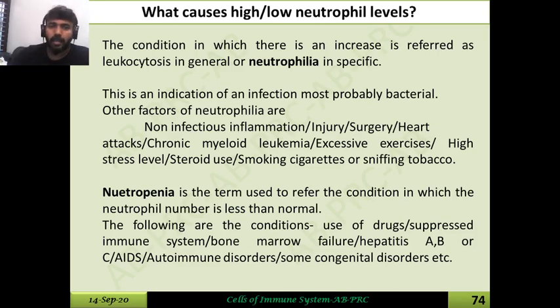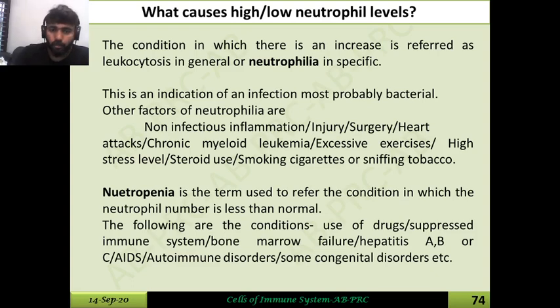In other situations, like the listed ones, like non-infectious inflammation, injury, surgery, heart attacks, leukemias, exercise, then stress levels, steroid use, also smoking cigarettes, all those things may also result in neutrophilia, right? Then the opposite condition is called neutropenia, in which the concentration is less than normal, right? And conditions like usage of drugs, suppressed immune system, bone marrow failure, infections like hepatitis, then autoimmune disorders, etc., may also result in neutropenia. Okay, so that's about neutrophilia and neutropenia.